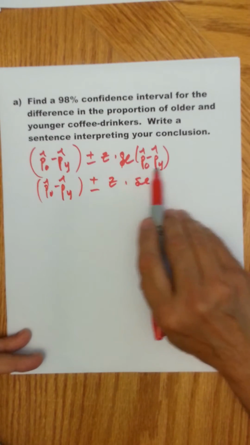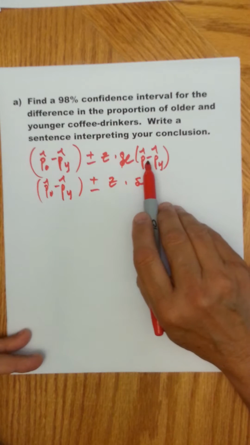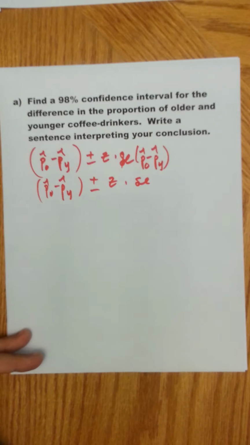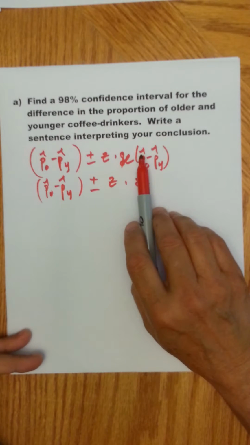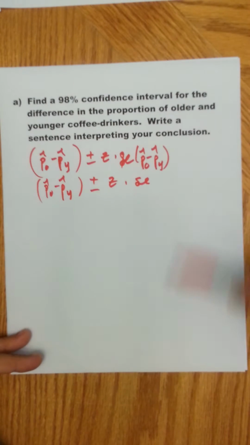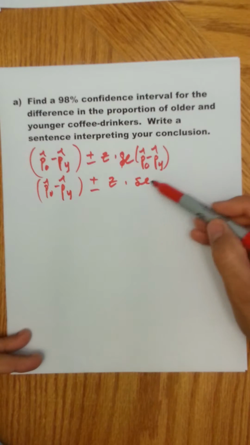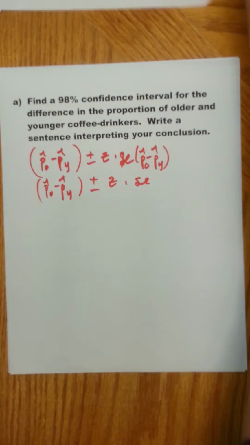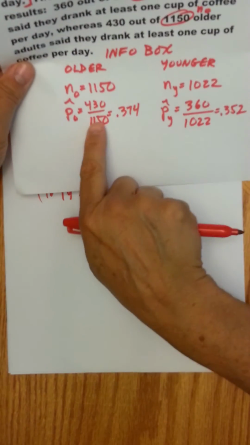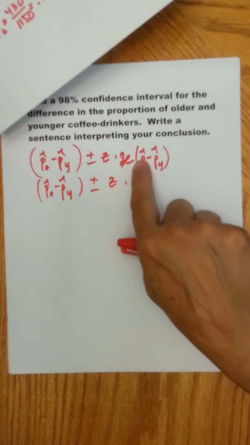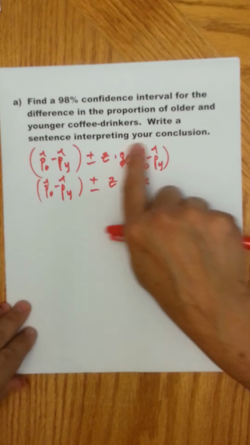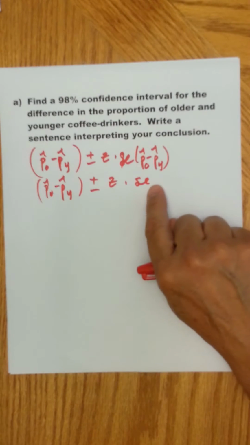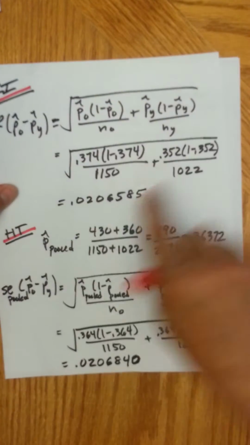What's inside these parentheses is just the name of the standard error. It's telling you what I am taking the standard error of. I'm taking the standard error of the difference in the sample proportions for the old and the young, right? It's really just part of the name. You don't actually put in here 0.374 and 0.352. You don't do that. So remember, this is part of the name of the standard error, all right? So the actual standard error, what you put in here, is this.